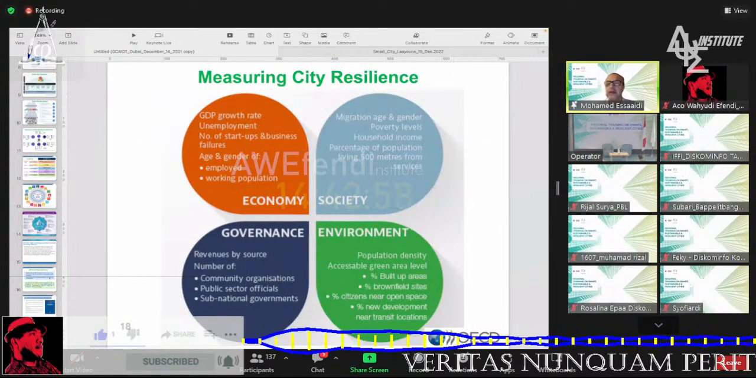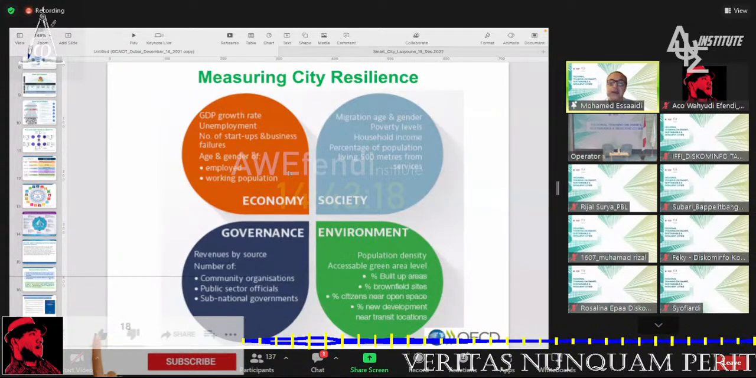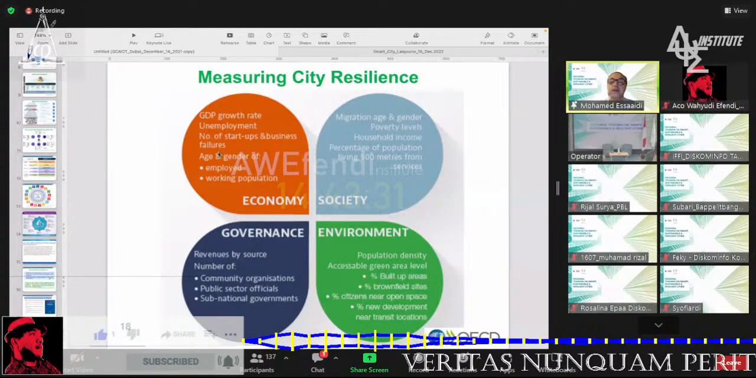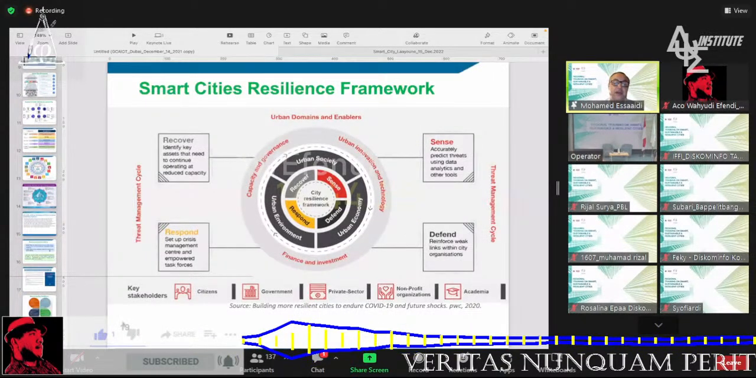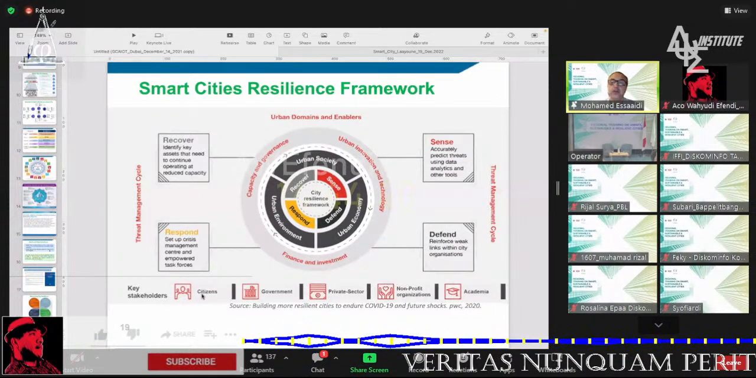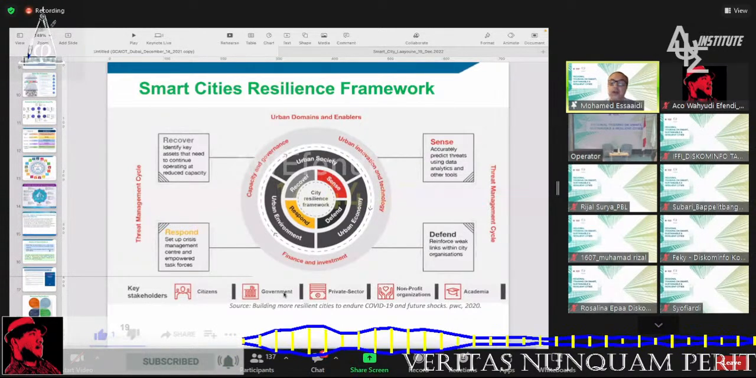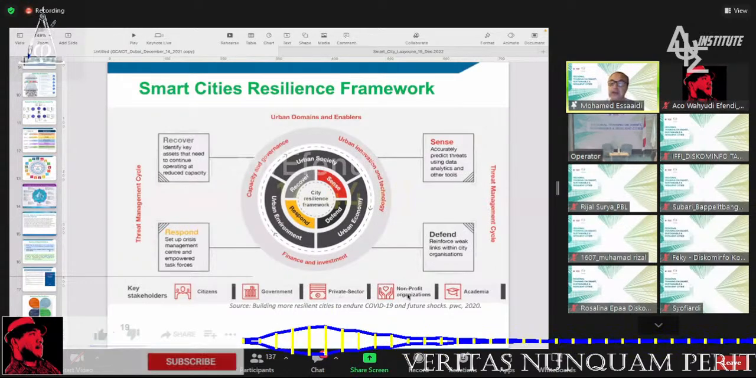Well, there are also several metrics that allow us to measure the performance or the resilience of smart cities. And here you can see the performance framework, with the dimensions: economy, society, governance, and environment. And within each dimension, we have several indicators: unemployment rate, number of startups and business failures, percentage of new developments. At the bottom, you can see the key stakeholders that are needed to build resilience in our cities: citizens, government, private sector, non-profit organizations, academia, universities, schools, etc.